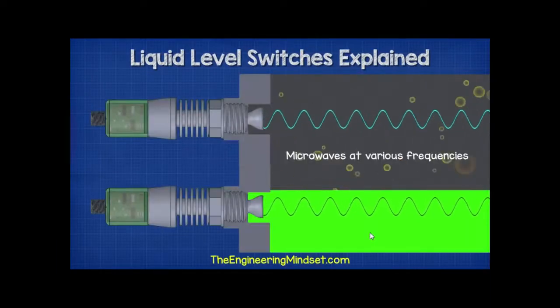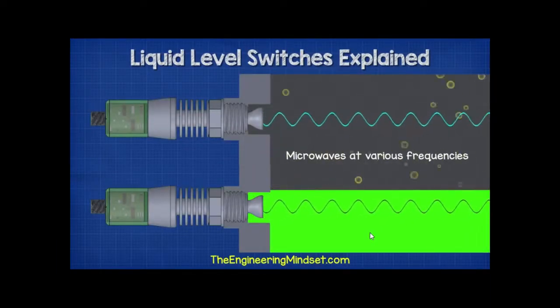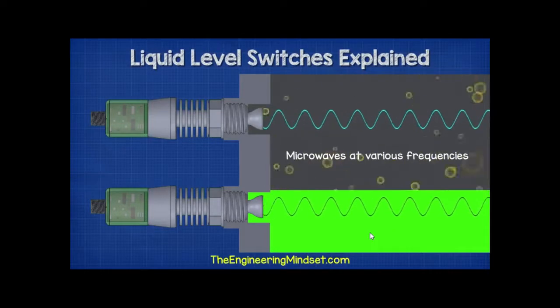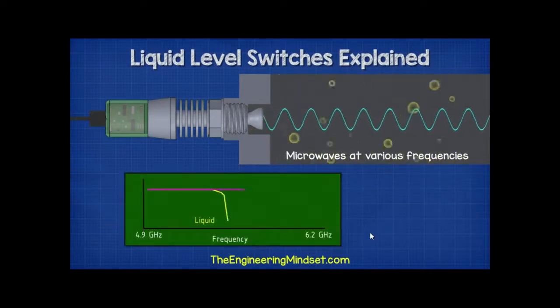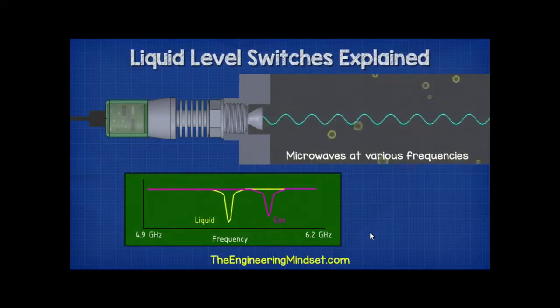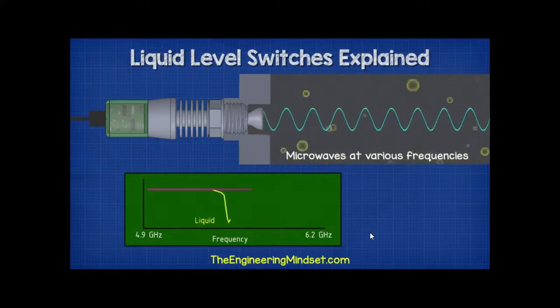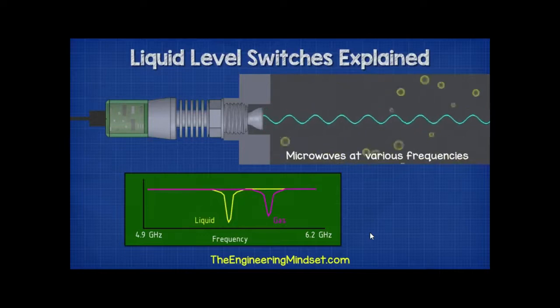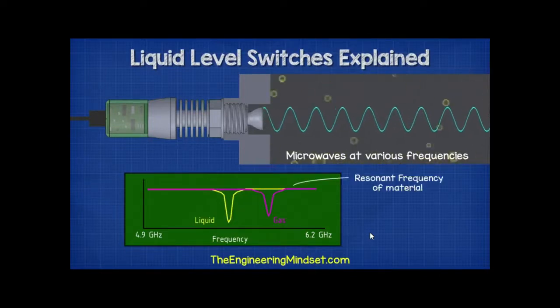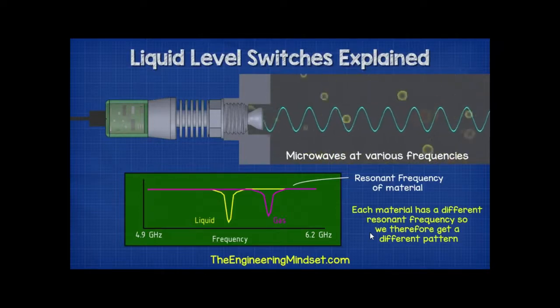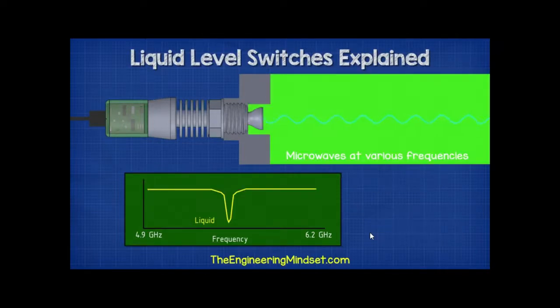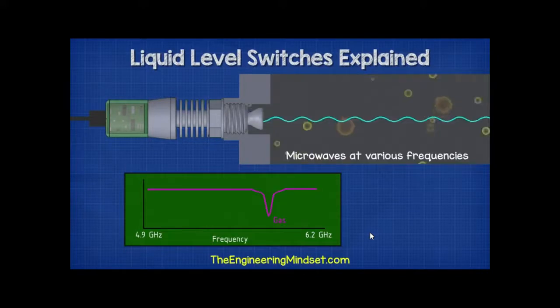The device uses a technology known as reflectometry, which emits a microwave at various frequencies from the sensor and into the fluid. These rebound back to the sensor with a pattern. Each fluid and the different states of the fluid create a different pattern. The pattern is the resonance frequency of the fluid, and each material has a different resonant frequency, so we therefore get different patterns. Liquid has a much lower frequency compared to gas, so we have these different plots.